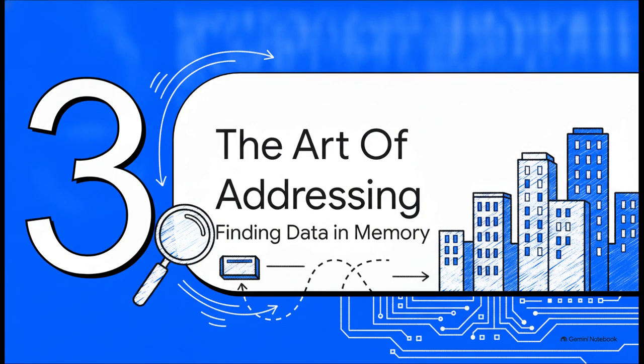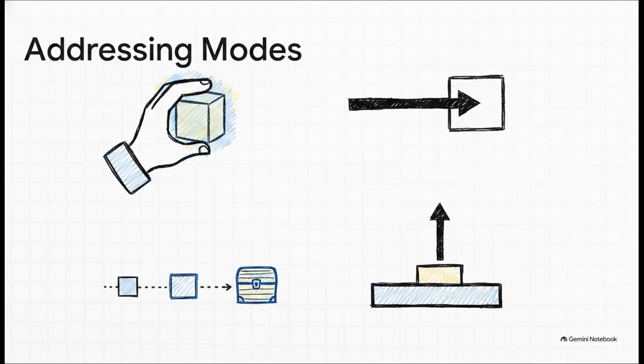Part 3, the art of addressing, finding data in the city of memory. Okay, so we've got our language. But how do we efficiently locate our data inside the vast, shifting city of a computer's memory? Programmers actually use 4 really flexible addressing modes for this.